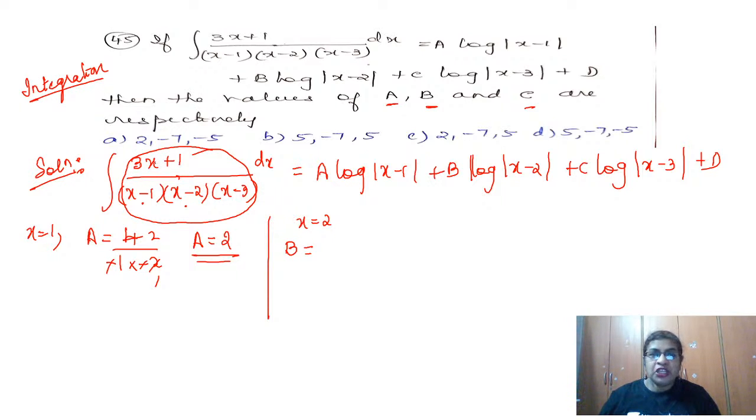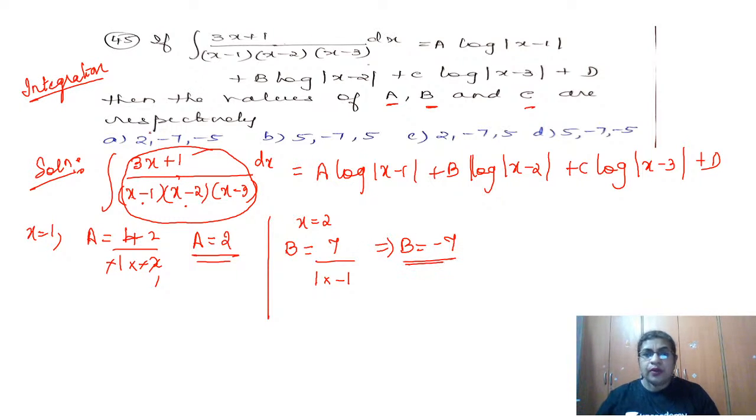So here 3 into 2, how much? 6. 6 plus 1, you are getting 7. Whole divided by 2 minus 1 is 1. Into, don't touch x minus 2, move to the next one. 2 minus 3 is minus 1. So therefore, look here, you got B is equal to minus 7. Yes, so B is equal to minus 7.